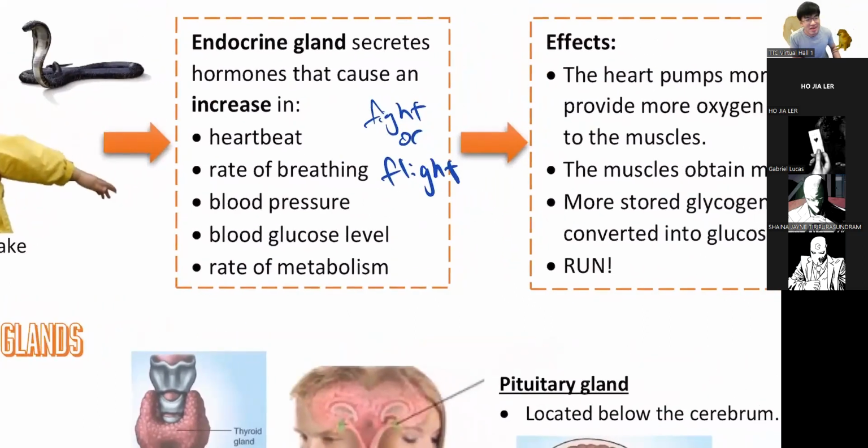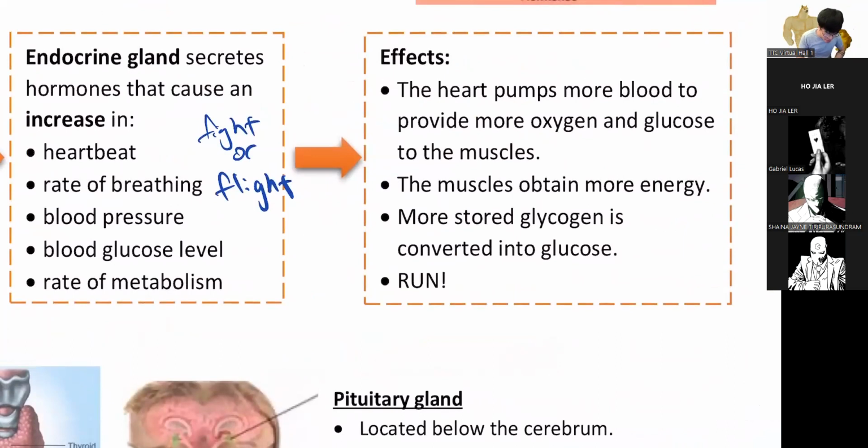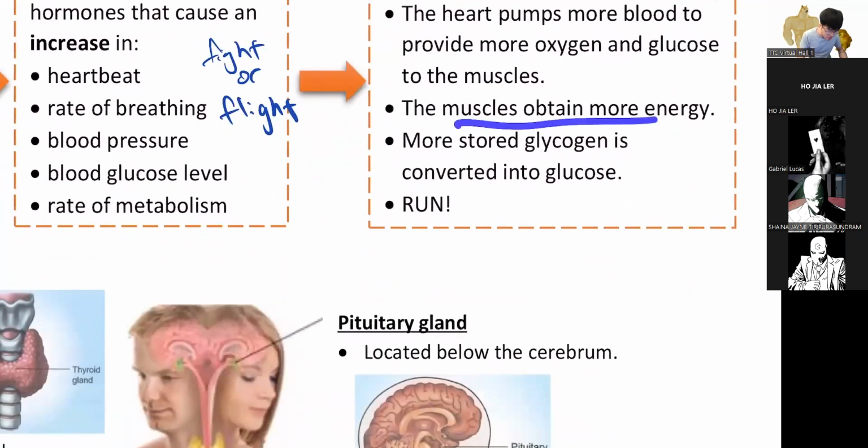Anyway, so what's the effect? The heart pumps more blood to give more oxygen and glucose to your muscles, so your muscles can work harder and have more energy. So more glycogen is converted into glucose. What the hell is glycogen? I'll talk about that later. This is your storage of sugar, and you run.